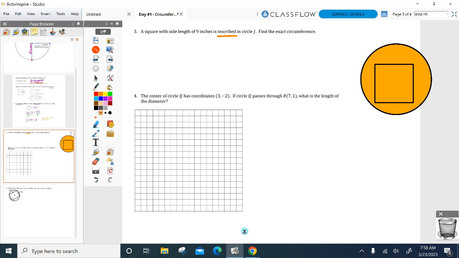So I need to blow this up. What I have up there is not good enough. The vertices have to be touching the circle. There we go. And we know each side length is 9 inches, right? What's the circumference? All right, well, let's start with the formula. Ooh, how am I going to find the diameter here? That's our problem. I need to find the diameter of this circle.